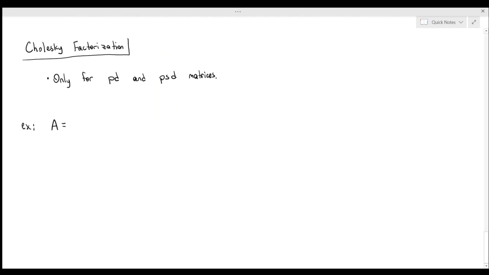Oh, maybe I should say what it is first. Okay, so before that. The Cholesky factorization is factoring a positive definite or positive semi-definite matrix as C transpose times C, where matrix C is an upper triangular matrix.